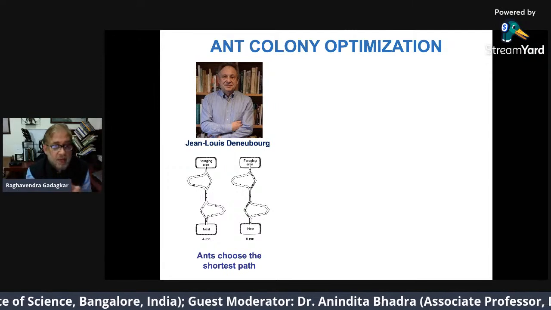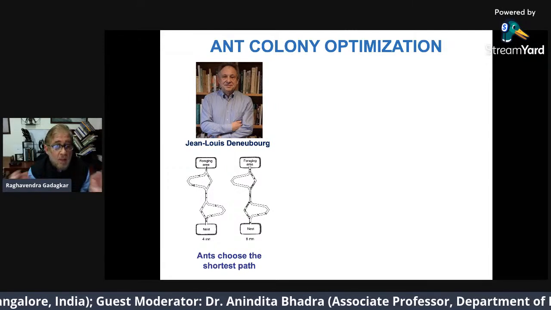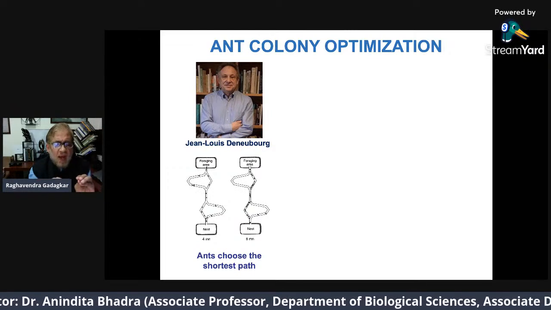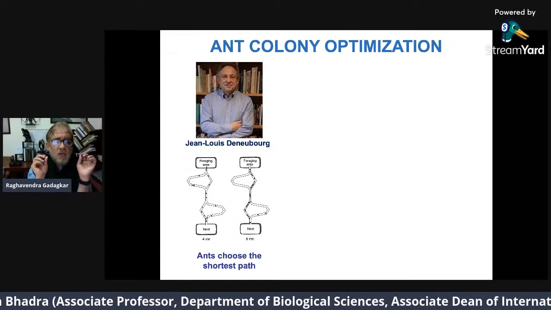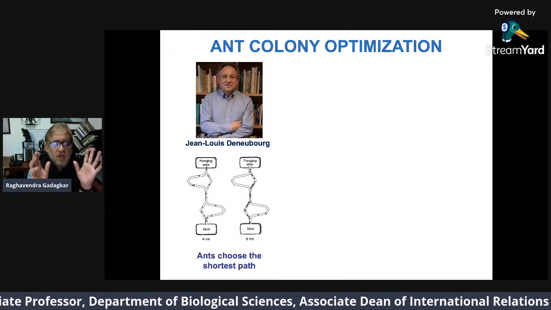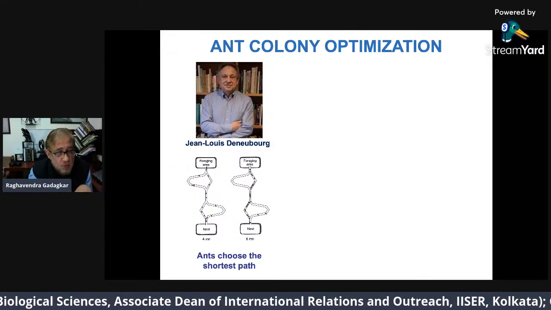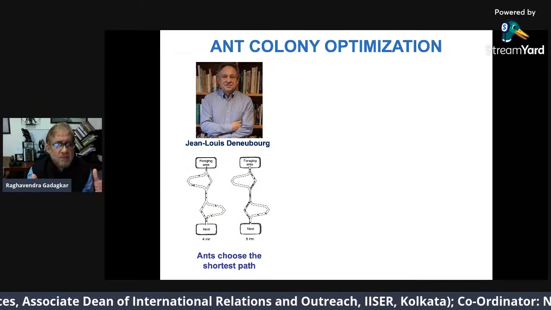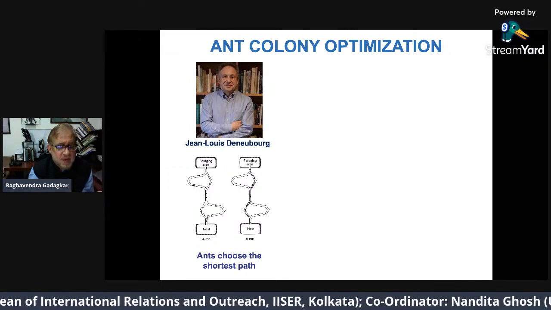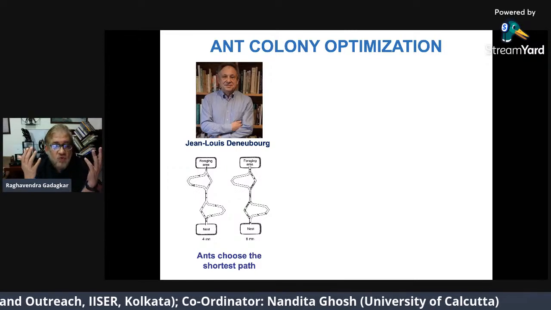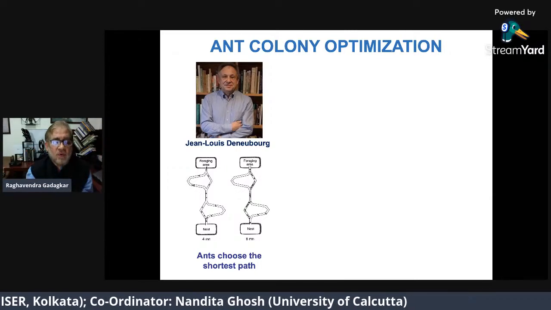There is no global intelligence, there is no global pattern, but individual ants follow simple local rules. In fact, in this case, the ants only have two rules. I should lay pheromones when I walk, I should follow the pheromone trails of other ants. With these two simple rules, if a large number of ants practice these rules simultaneously, you will get this amazing global pattern that they are able to choose the short path out of the two paths.